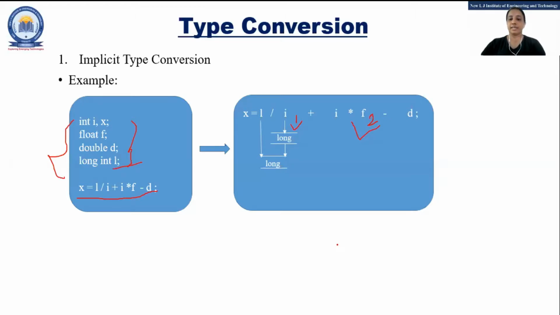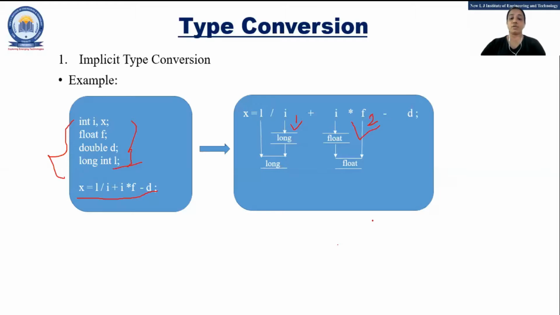So the next thing is what? The I will be converted into float. Then it will do the multiplication, right? And your answer will be in what? A float. So multiplication division has been done. Now plus and minus is only there. So again it will go from left to right because plus and minus will be having the same priority.